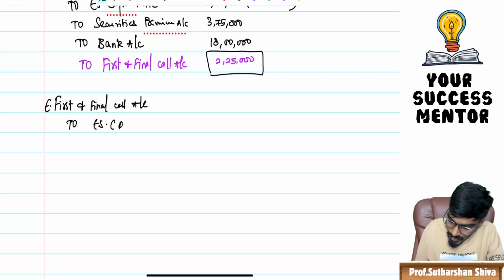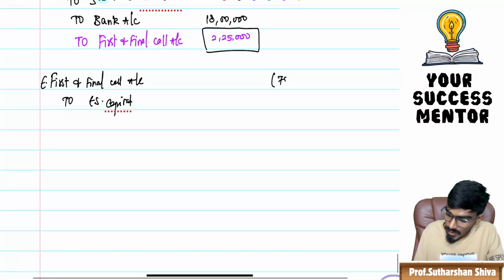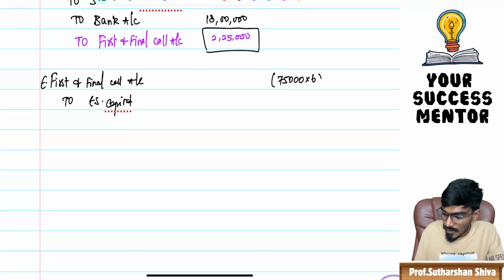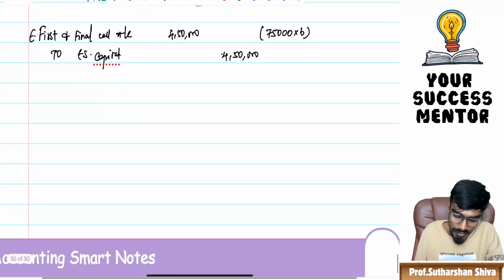What is the equity share capital value? First and final call, what is the value? 6 rupees. So 75,000 into 6 rupees, you will be getting 4 lakh 50,000. Perfect. Once you got 4 lakh 50,000, now we need to go for the reversal process.